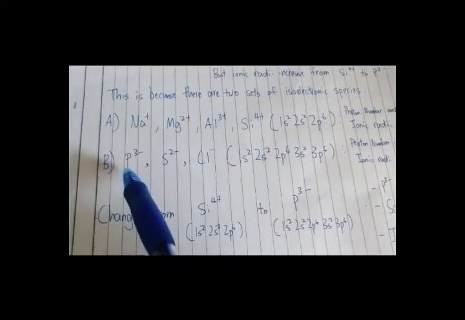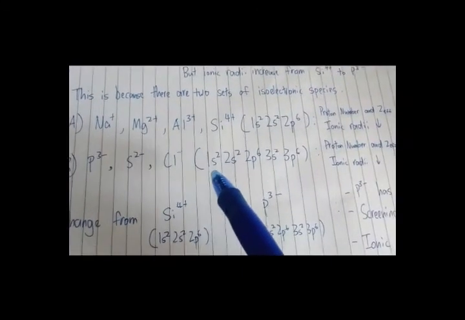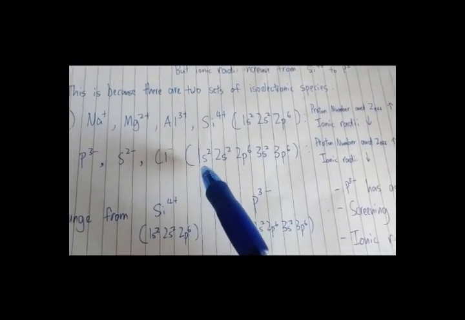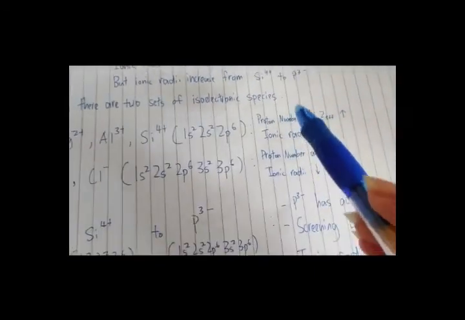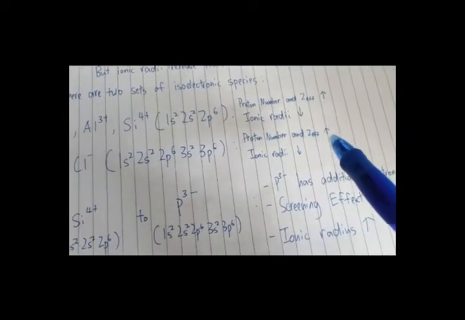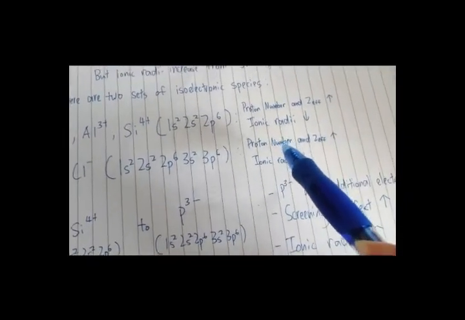The second set is phosphorus 3 minus, sulfur 2 minus, and chlorine minus. All three of these ions have the same electronic configuration, 1s2, 2s2, 2p6, 3s2, 3p6. The explanation is the same: proton number increases, effective nuclear charge increases, electrons are pulled closer towards the nucleus, and the ionic radius will decrease.